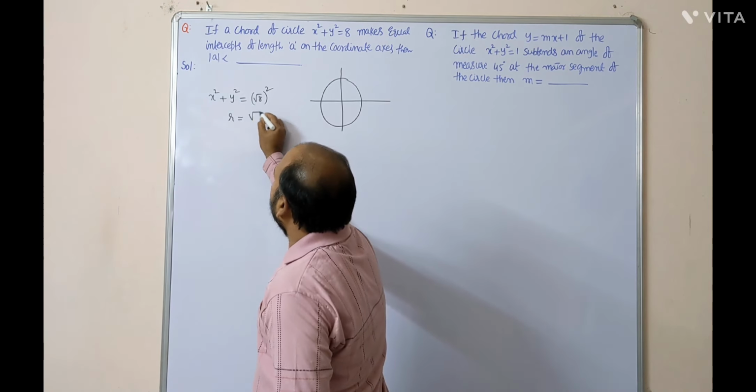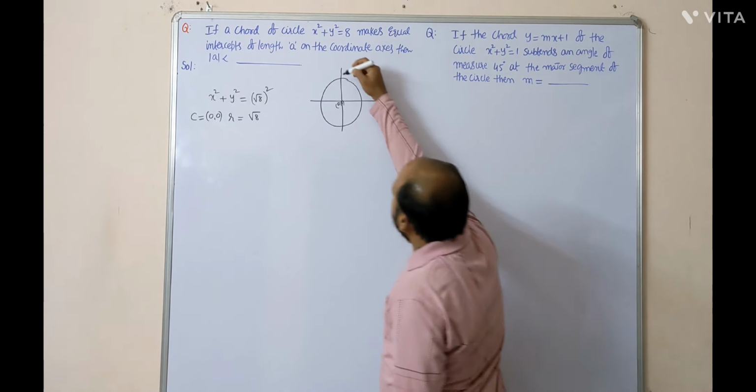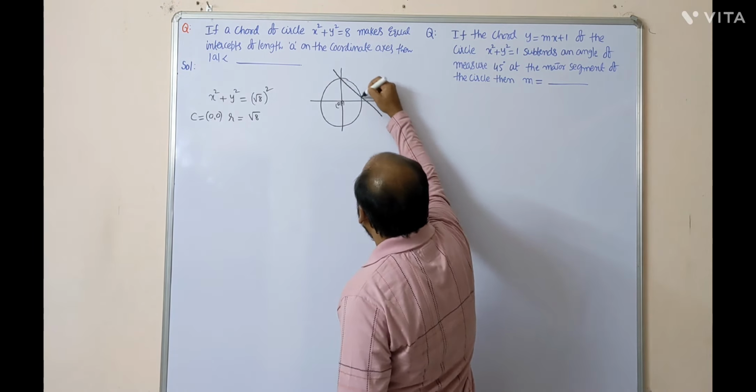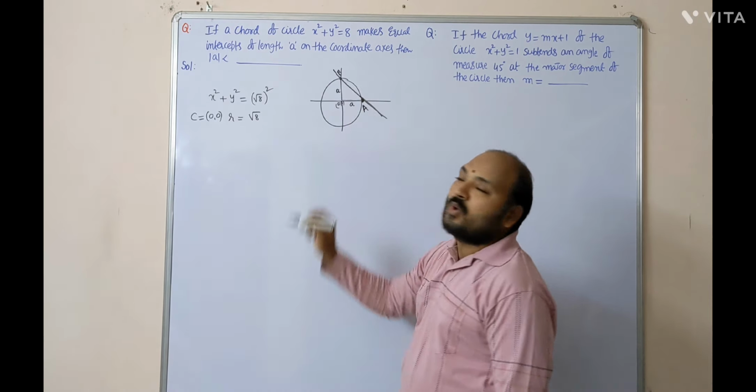And a chord of the circle makes equal intercepts. So this is the chord. Here and here it makes A and B. AB is a chord. It makes equal intercepts. From here to here it is a units, from here to here it is a units. These lengths are equal to a.